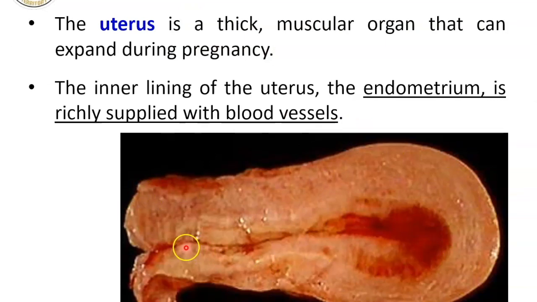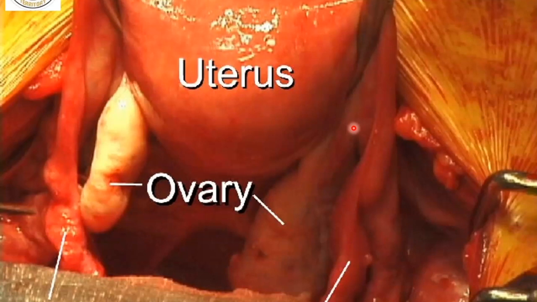This is the picture of a uterus. The uterus is a thick muscular organ that can be expanded during pregnancy. The inner lining of the uterus, called endometrium, is richly supplied with blood vessels. Shown here is the uterus, ovary, and fallopian tube.